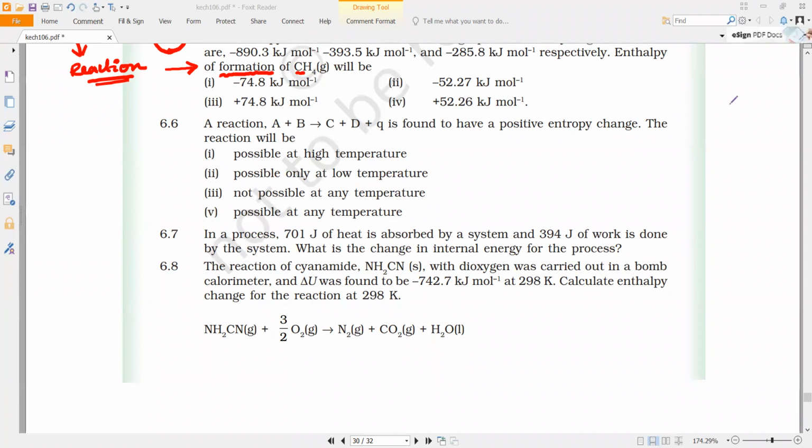Okay. Now look at this question. The reaction A plus B is giving C plus D plus Q. What is this Q? Heat. This is not a product; Q is heat. Now tell me, is heat liberated or absorbed in this reaction? Heat is produced. So the sign will be positive or negative? Positive.